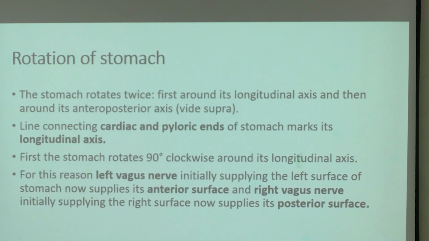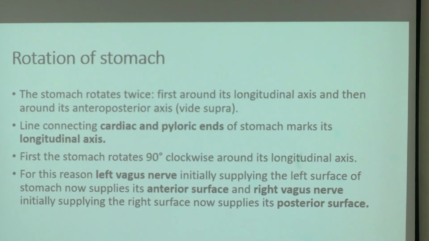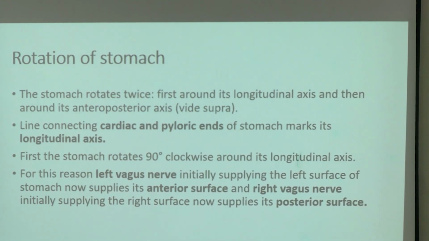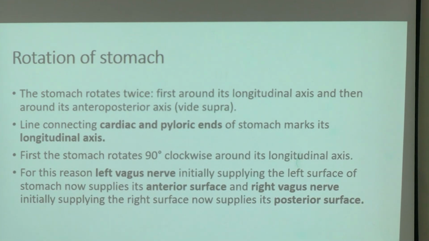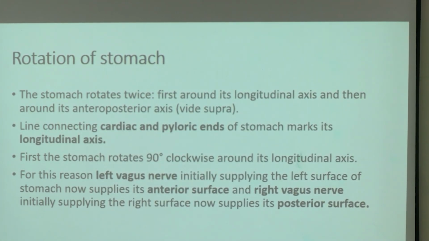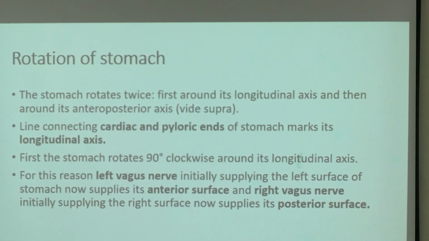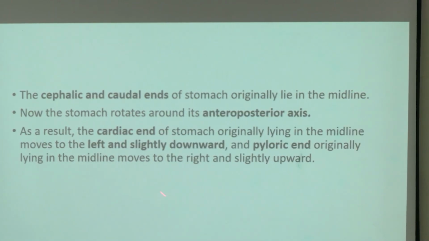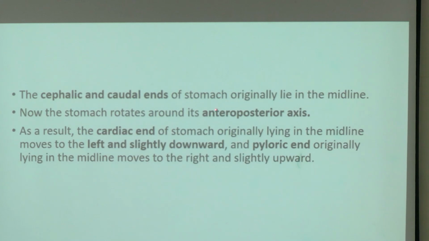Okay, this is the cut section of your developing tube. You can see the left vagus nerve initially supplying the left surface. This is the left vagus nerve which was supplying the left surface. Now it supplies your anterior surface. And the right vagus nerve which was initially supplying the right surface is now supplying your posterior surface. Okay.